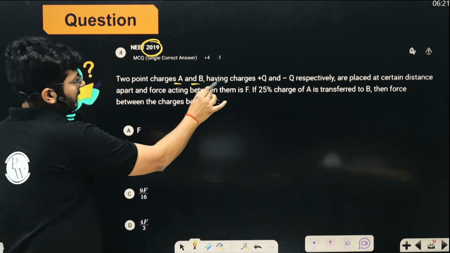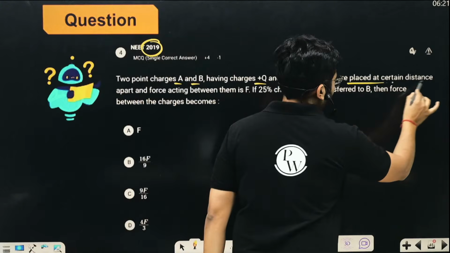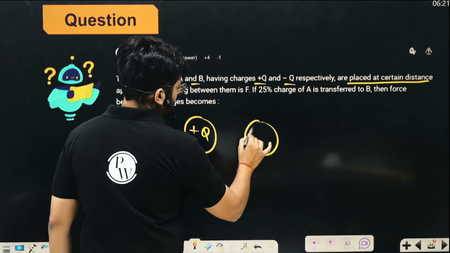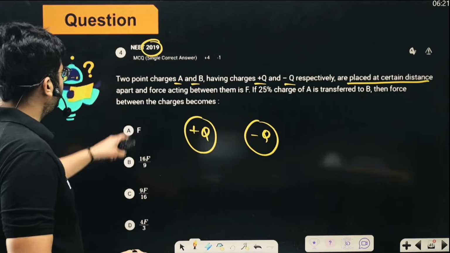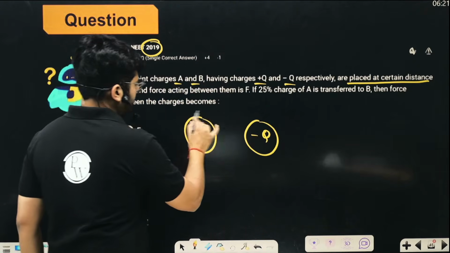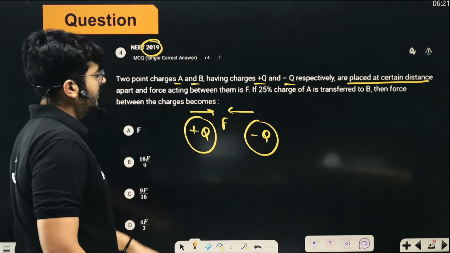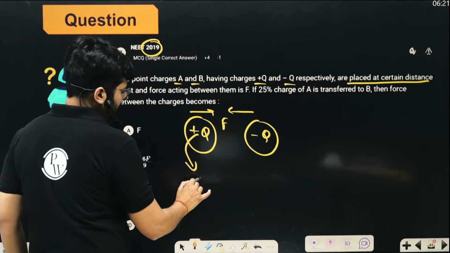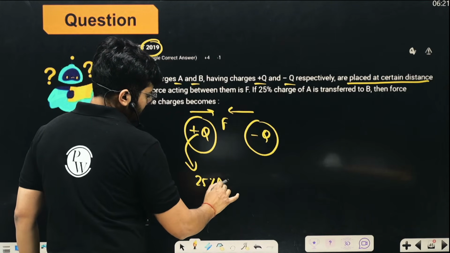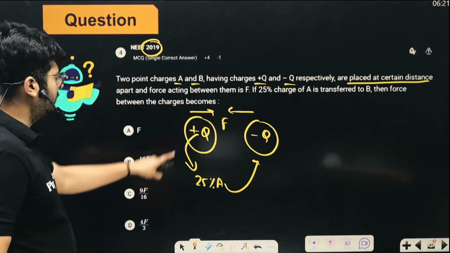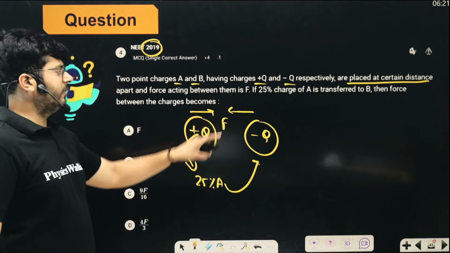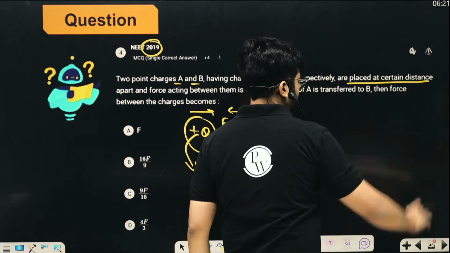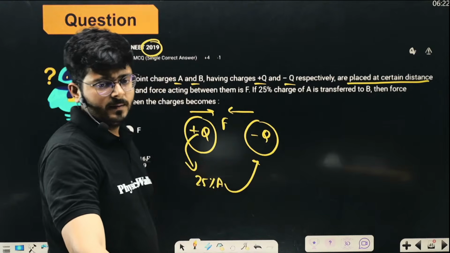Two point charges A and B having the charge plus Q and minus Q are placed at a certain distance apart, and the force acting between them is F. So whatever force is acting between them, you call that F. If 25% of the charge of A is transferred to B, then what will be the net force? Think about it. Again, a very simple question, and you should be able to solve it, okay?